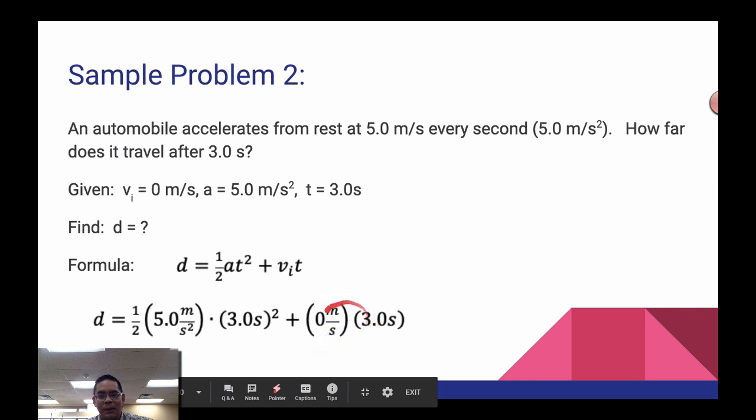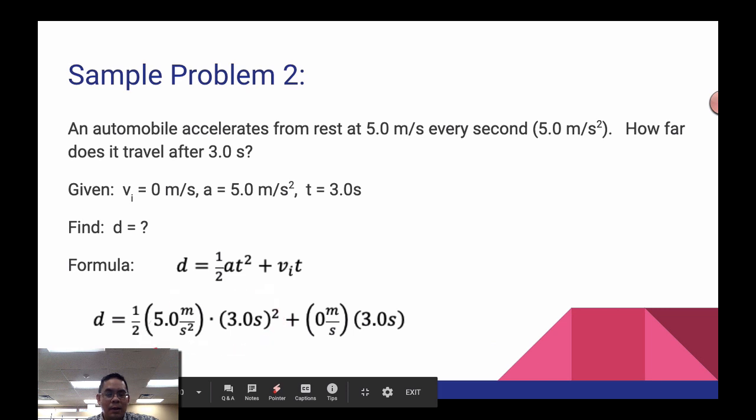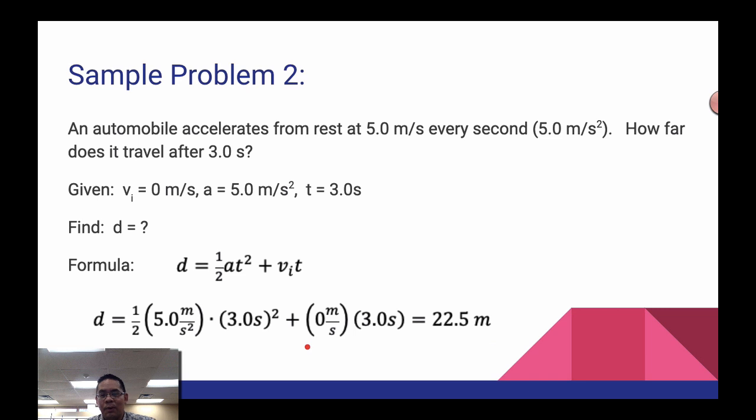Now, normally I wouldn't write this in. I just put a cross and say this is going to go to 0, because all I care about is this, because this is 0 right here. And then, of course, when you do it in the calculator, make sure you square this first, and then multiply by 5, then multiply by half, or you can do 0.5 times this times 3 squared if you have a squared button on your calculator. And then, when you plug that in, you should get 22.5 meters.